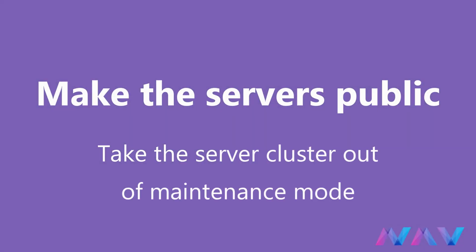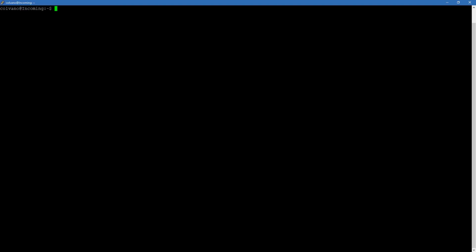After testing the server, it is time to take it out of maintenance mode. To take your server cluster out of maintenance mode, connect to the incoming server and edit the default.json file. In the file, change maintenance to false, and after that save the file and close it.